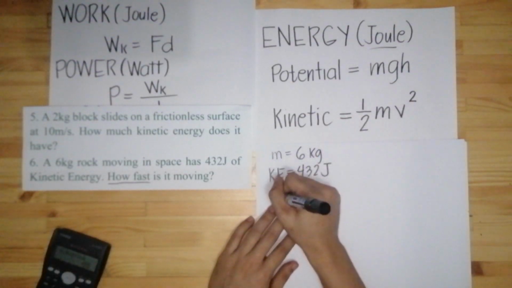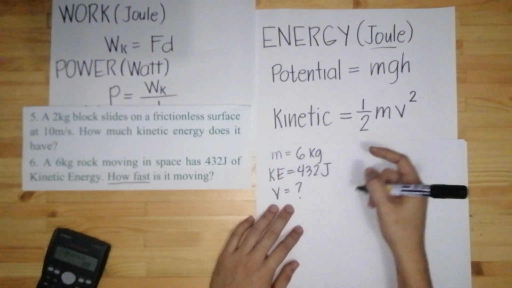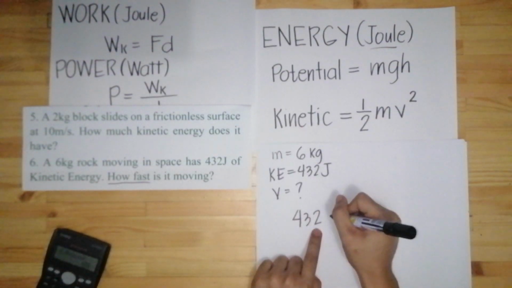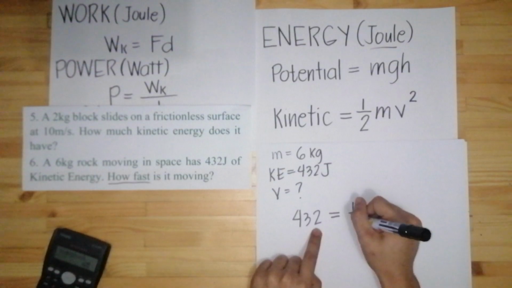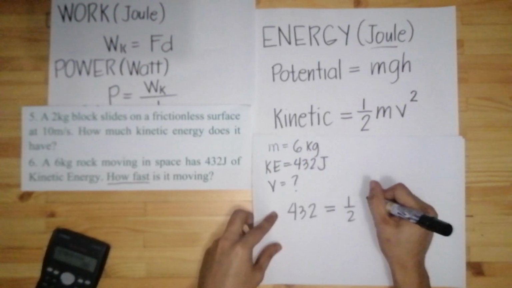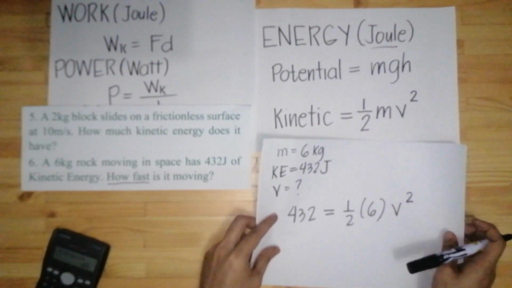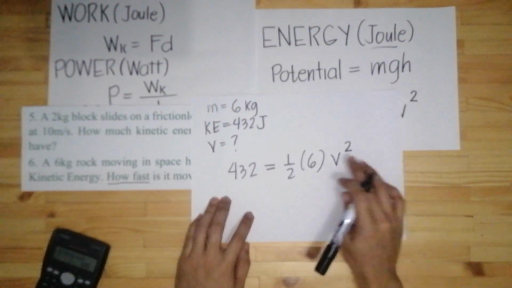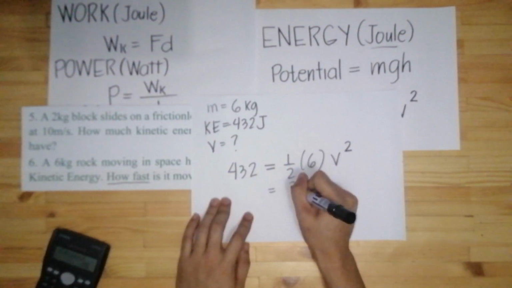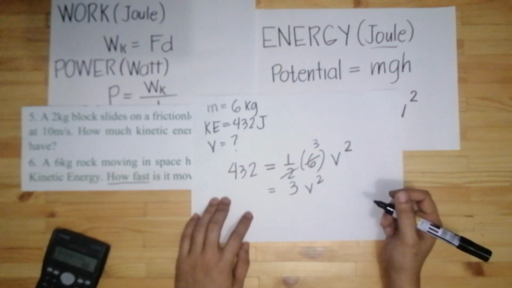Then, ang hinahanap ay velocity. So, gamitin lang yung formula na to. Meron tayong kinetic energy which is 432. So, palitan natin yung kinetic ng 432 equals 1/2 copy. And then yung m natin, the mass is 6 times 6. Then v squared, yung v nawawala. So, lagyan lang natin v squared. So, para makompute natin to, i-multiply lang natin to. 6 times 1/2. So, 6 times 1/2 is equal to 3. Then copy V squared. That is equal to 3.